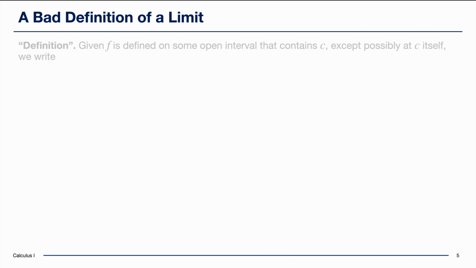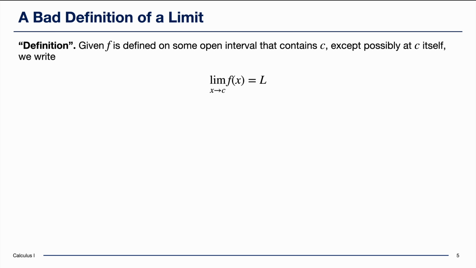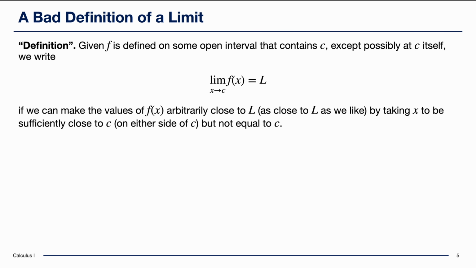Let me now introduce a bad definition of limit. Given f is defined on some open interval that contains c, except possibly at c itself, we write the limit of f of x as x approaches c is equal to L if we can make the values of f of x arbitrarily close to L, that is, as close to L as we like, by taking x to be sufficiently close to c, but not equal to c. I invite you to pause the video to read this over so you can understand what it means before moving forward.